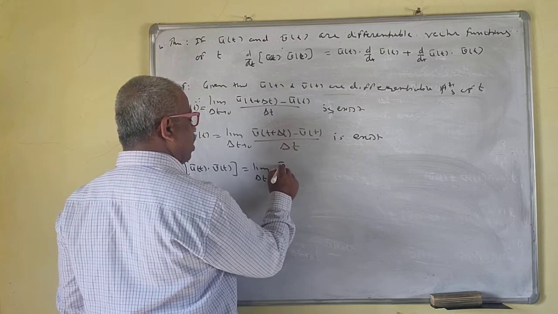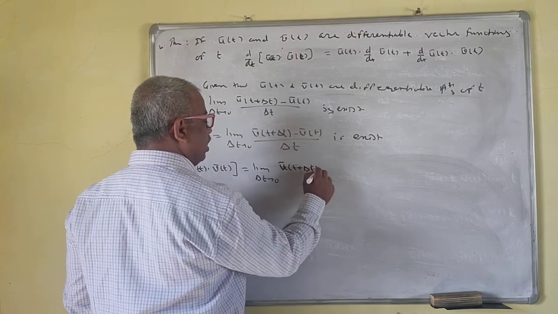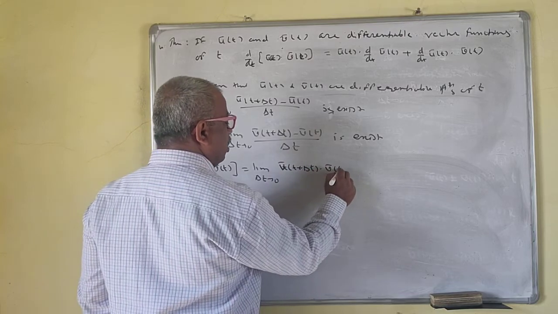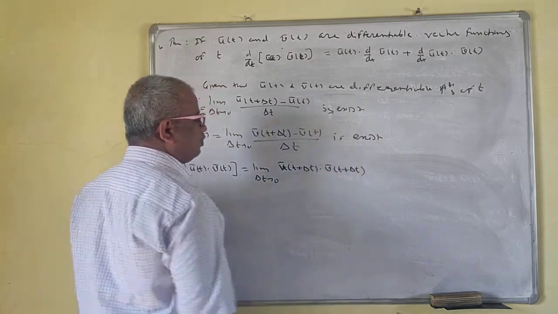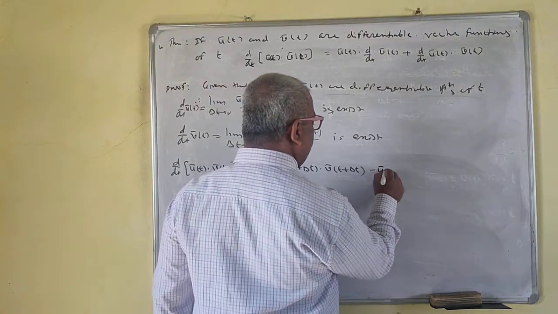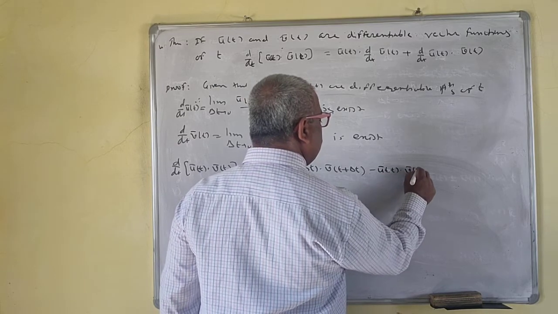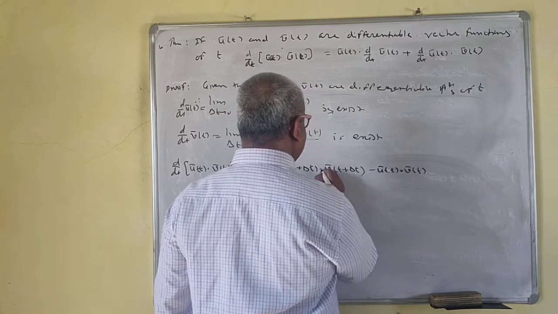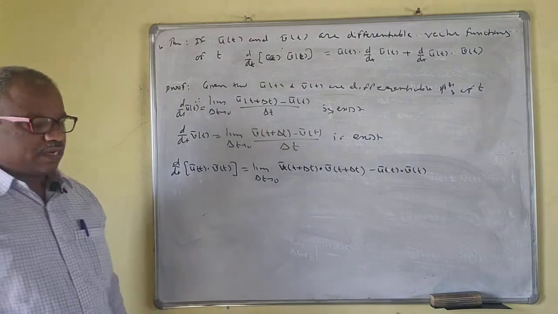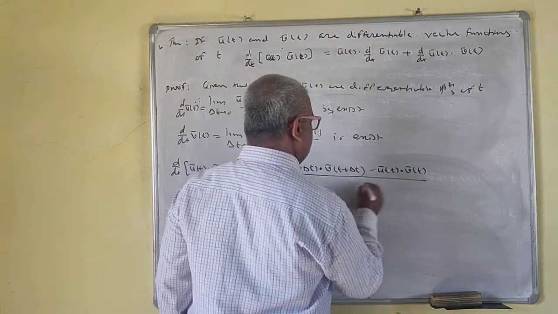So this is u bar of t plus delta t dot v bar of t plus delta t, minus u bar of t dot v bar of t. The dot plays a very important role. Dot must be there. If the dot is not there, then it is not defined.